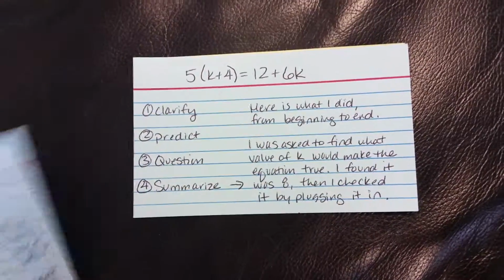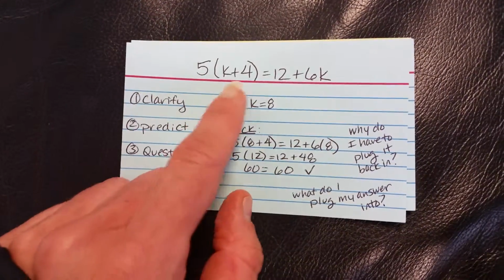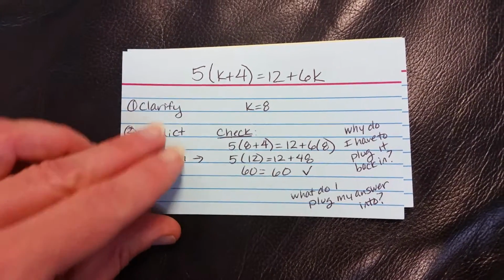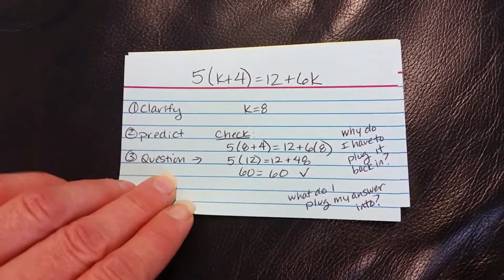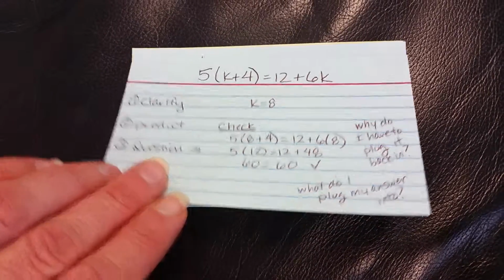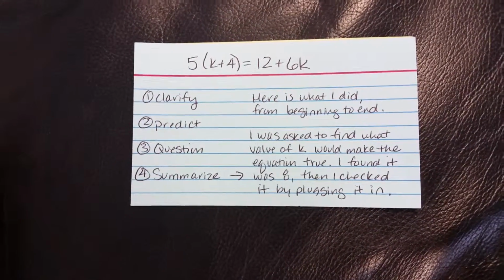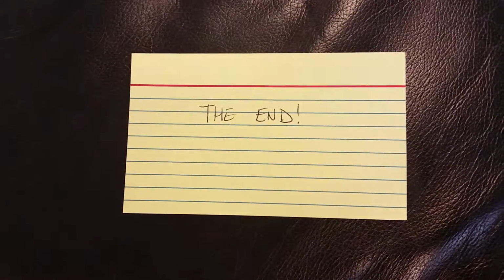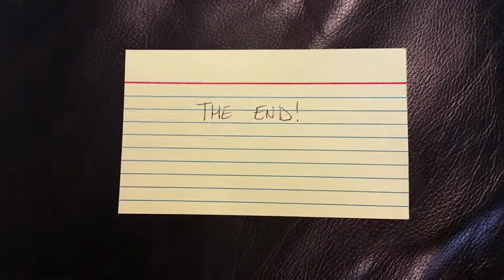And then I took that k and I plugged it back into my original question. And when I did that, I got 60 equals 60, which told me that this was, in fact, the value of k I need to make this equation work. And that is my summation of the 4 interventions of reciprocal teaching.